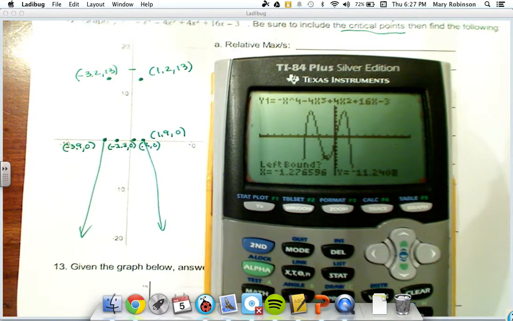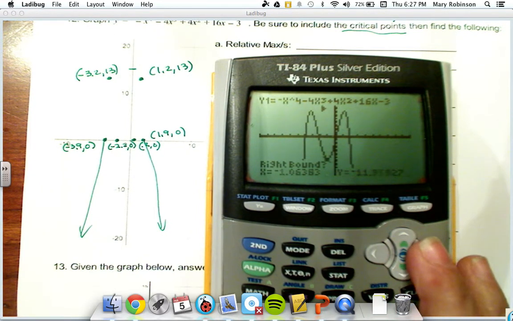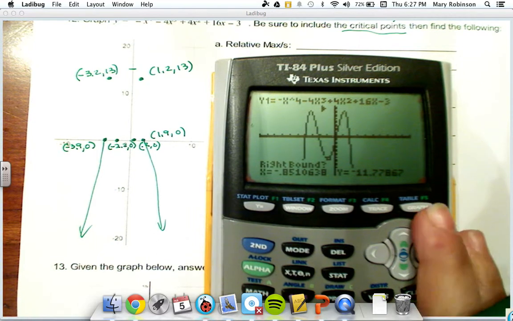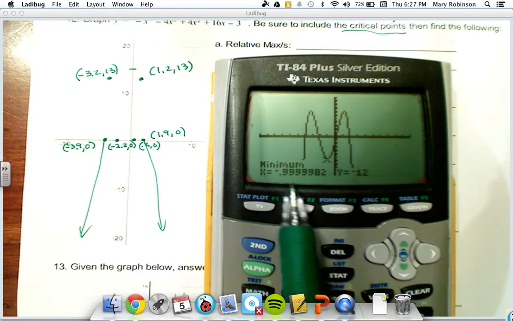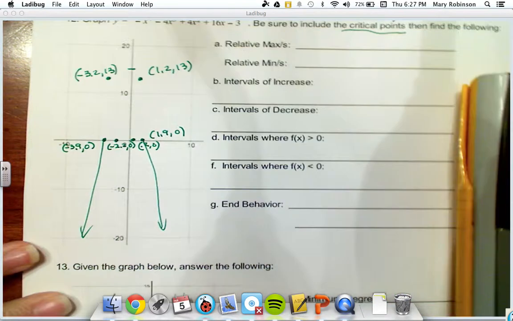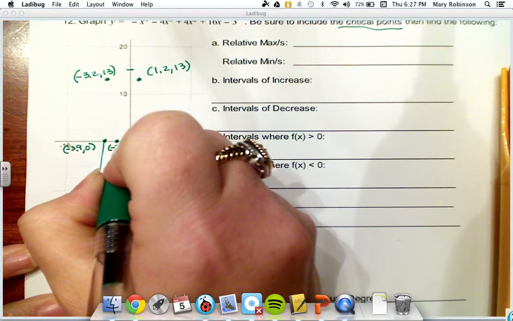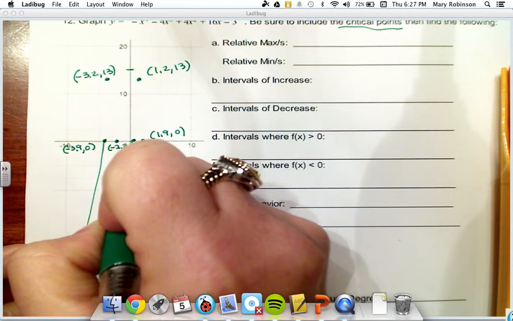You need to move your cursor to the left, hit enter, to the right, and hit enter, and enter one more time. And we actually get negative 1. Anytime you get something like negative 0.9 repeating, just go ahead and round that to 1. So that would be negative 1, negative 12. So negative 1, negative 12, right about there.